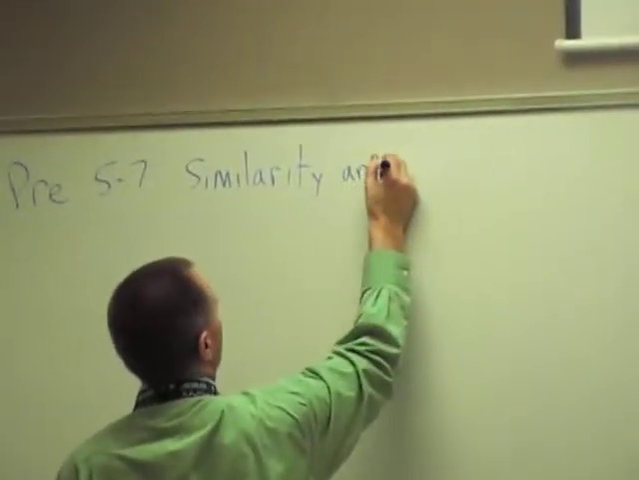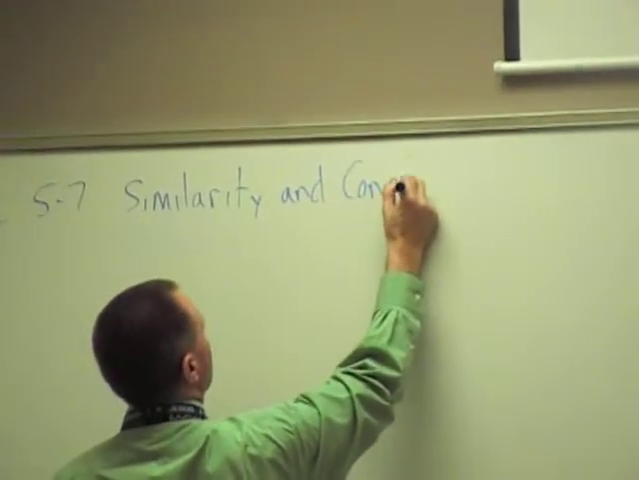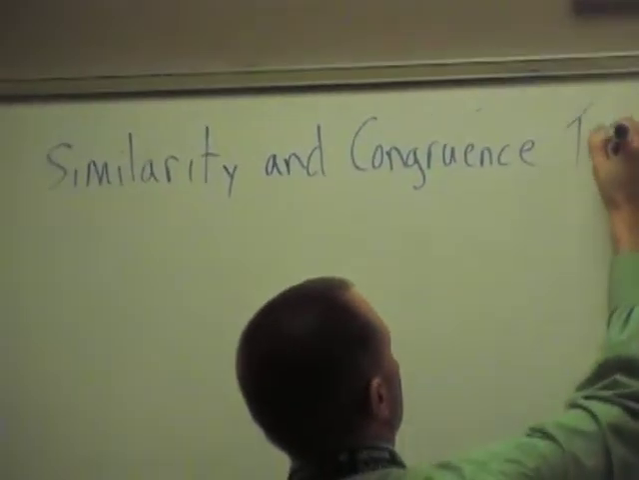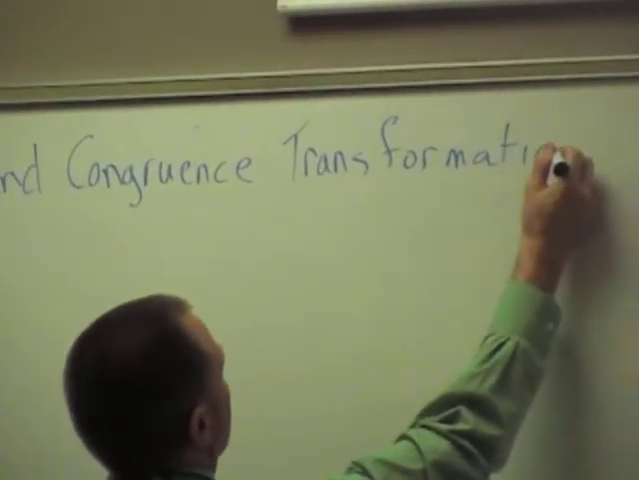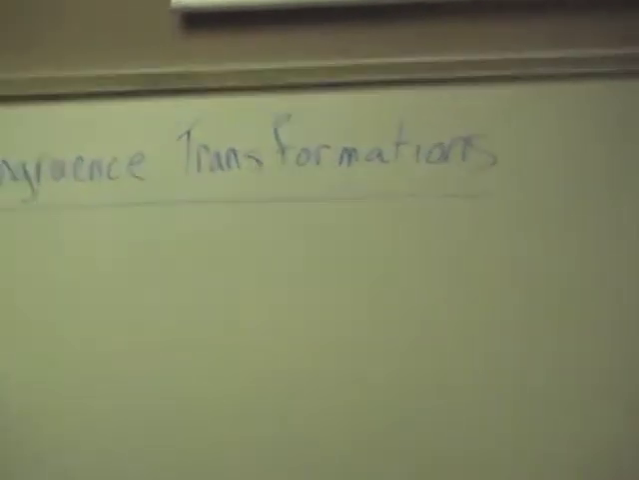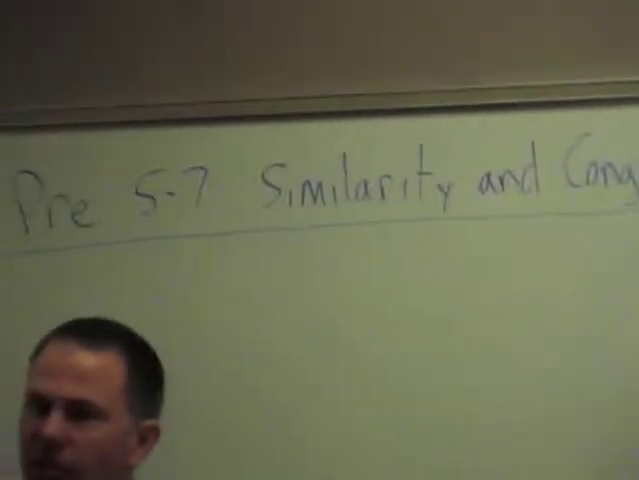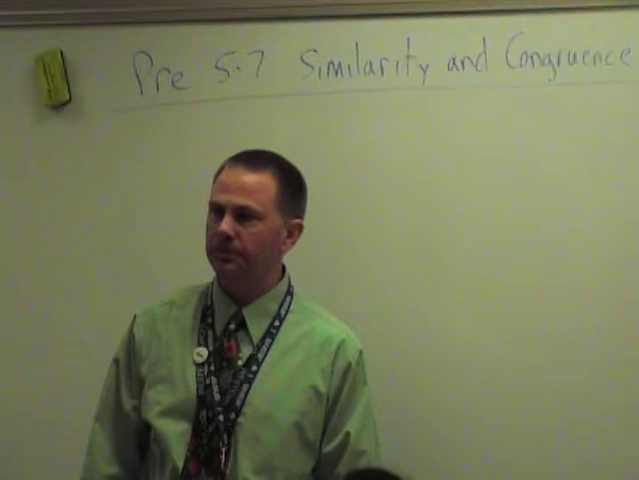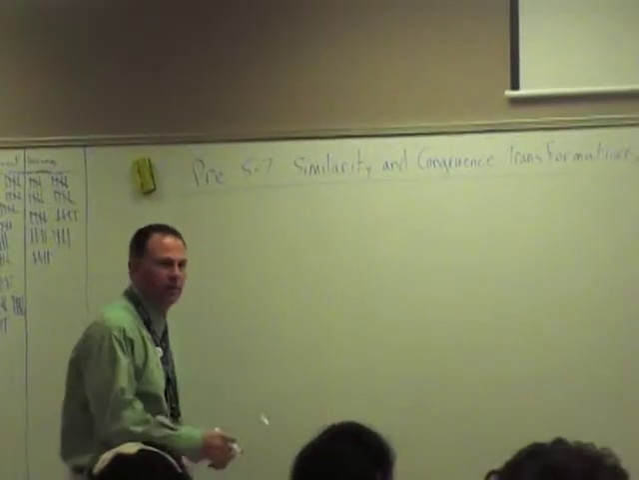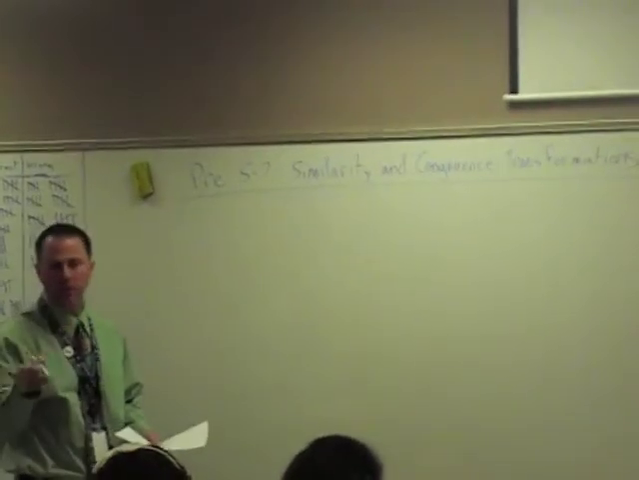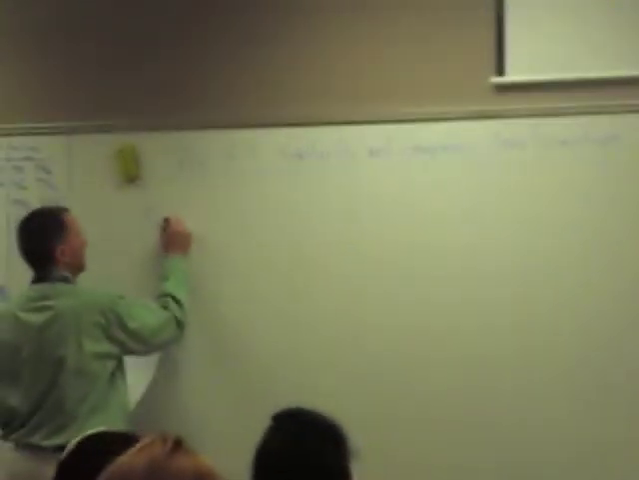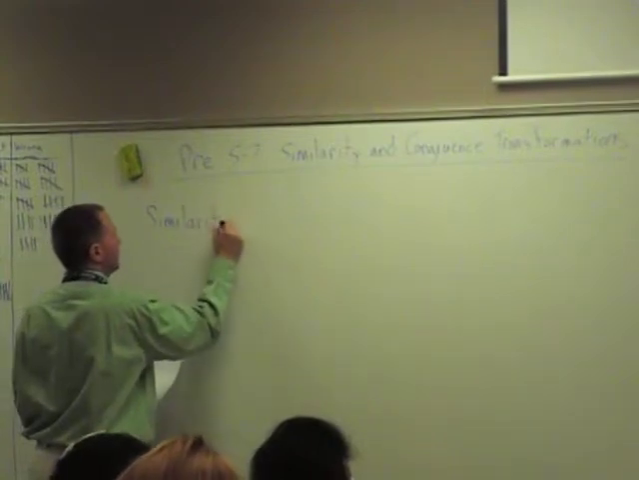Similarity and congruence. Yesterday was about congruent figures and your transformations. Today, you'll have the same thing, but you'll also have dilations with it. Pretty simple. Let's just make sure that you understand what we've been doing, all right? So, similarity. By now, everything should be fairly simple for you.